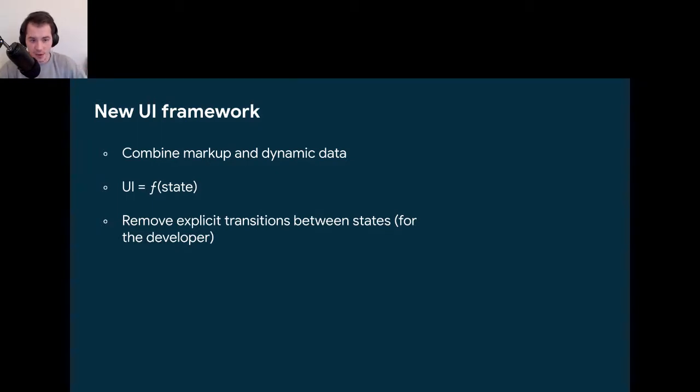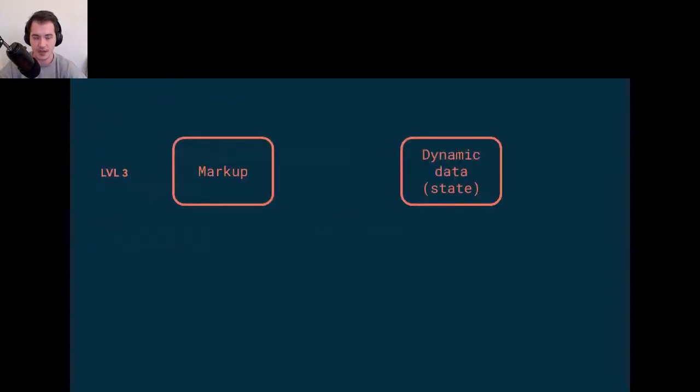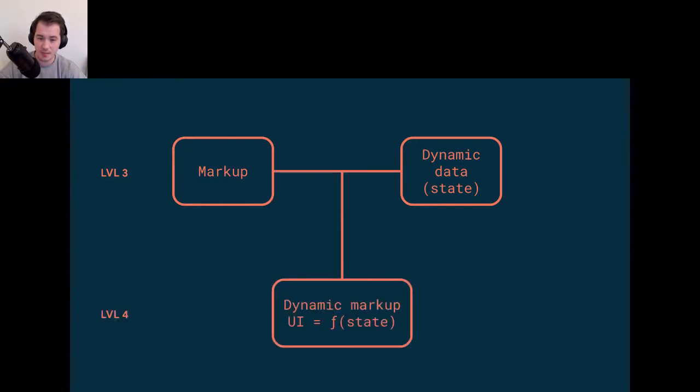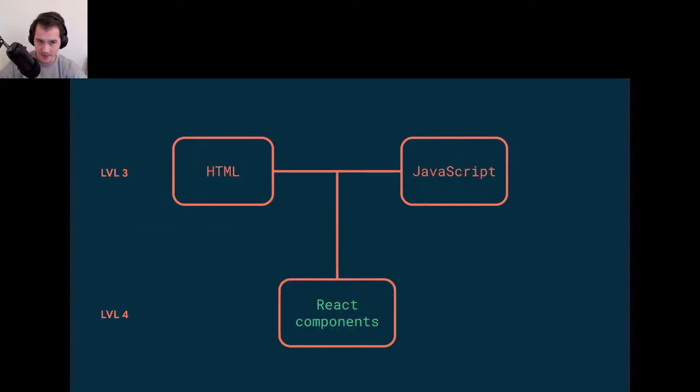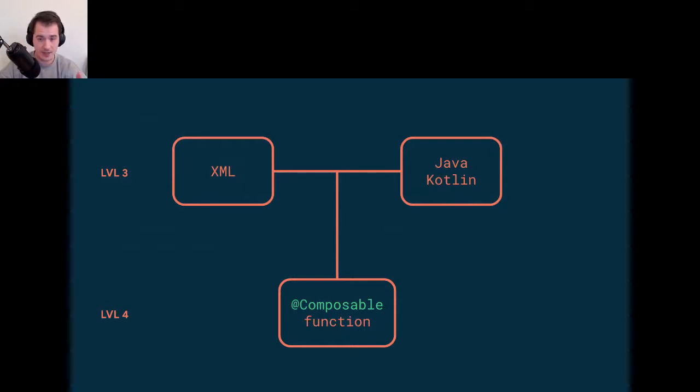And in our framework, because we are aware of it, because UI is a function of state, we will be able to remove that burden for the user, meaning for you, when you're writing an application. So let's try to build this kind of framework. The idea is we are building this declarative framework on level 4, based on level 3 generation. So 3 generations of markup, and we are building it together on level 4, like a dynamic markup. The real example is React. It combines HTML and JavaScript into React components and JSX, if you know what it is. Same in Jetpack Compose. We combine XML and Java or Kotlin, actually Kotlin, into a composable function.